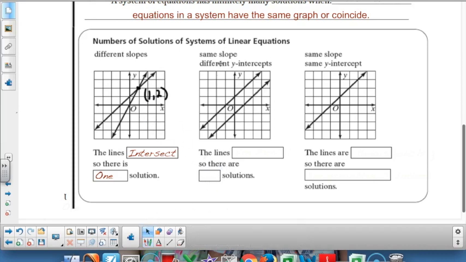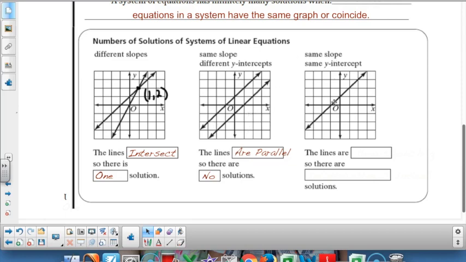Whereas this one, we have the same slope, so that means they're going up at the same rate, but they have different y-intercepts. This one starts at 1, this one starts at -1. So these 2 lines are parallel, which means there are no solutions. There is no ordered pair where these 2 graphs cross.